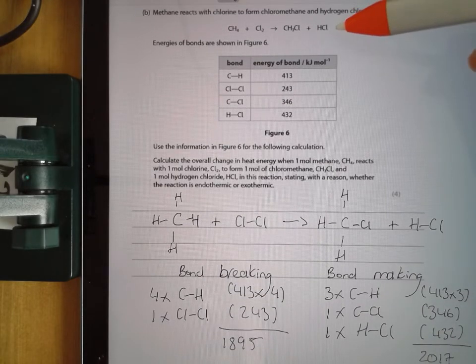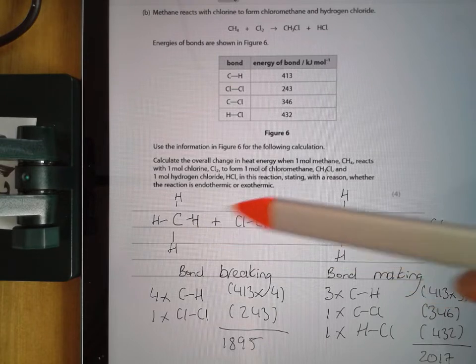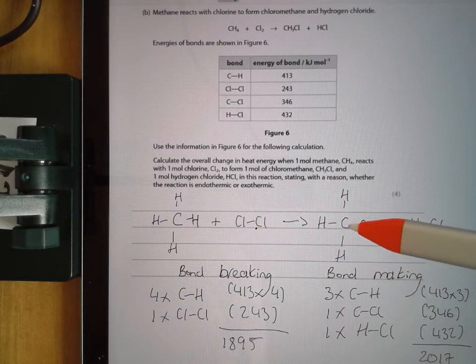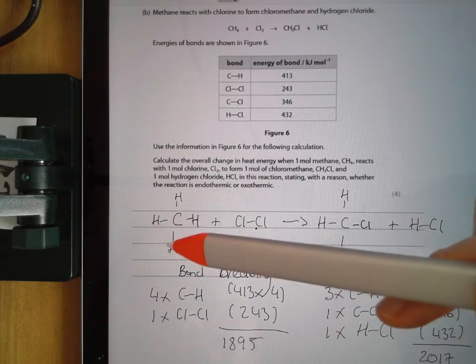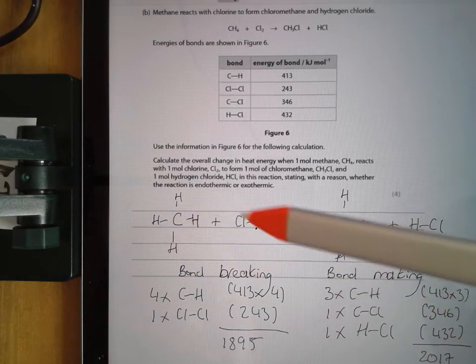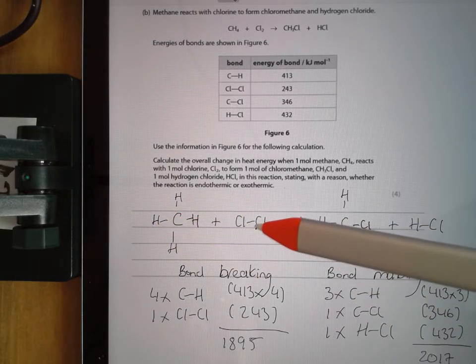The last question is another one of these calculation questions. So they've given you your equation up here. I've drawn all of these for you. So CH4 looks like this. Then you've got Cl2. Then you've got C bonded to 3 hydrogens and 1 chlorine. And then you've got HCl. If I look at all the bonds I need to break, I've got 1, 2, 3, 4 C-H bonds to break. And I've got 1 Cl-Cl bond.